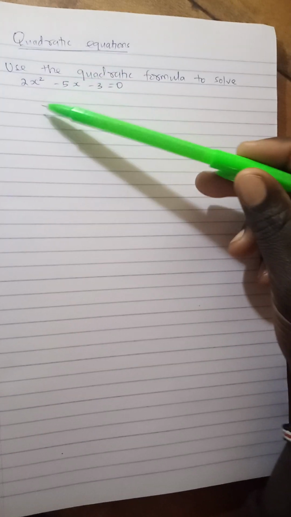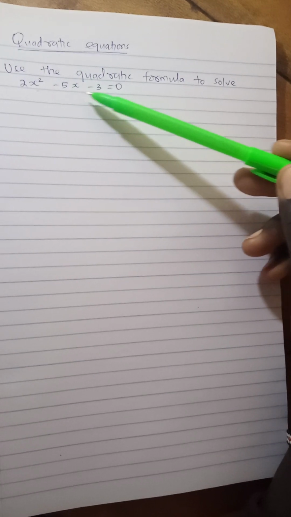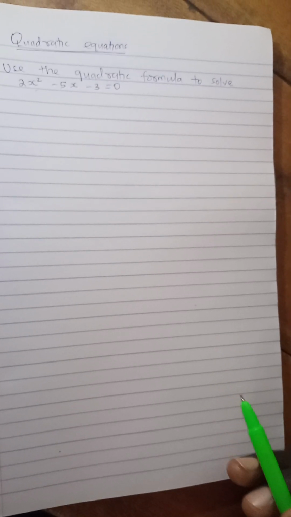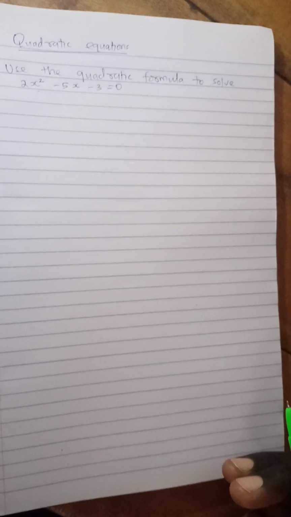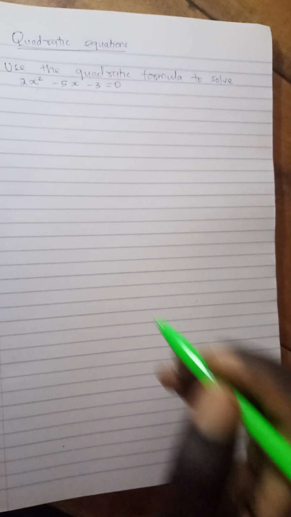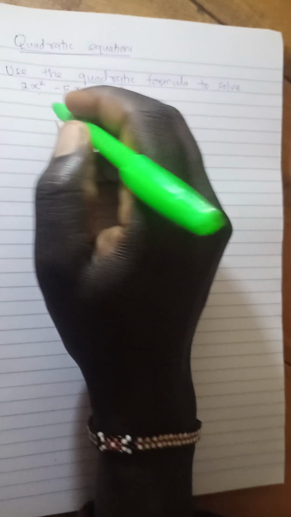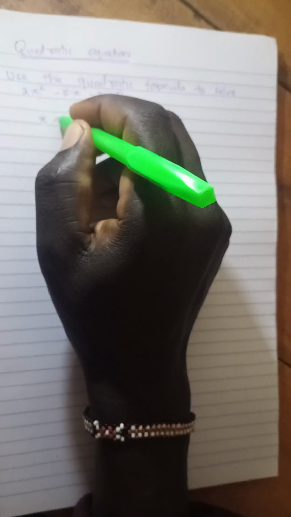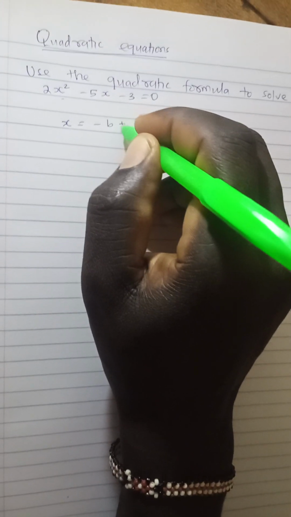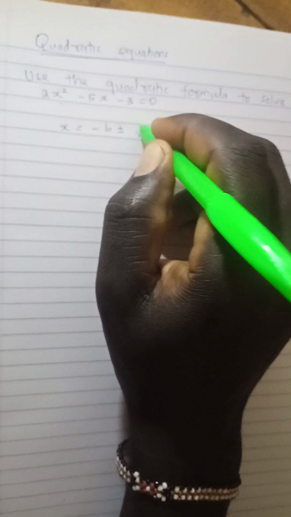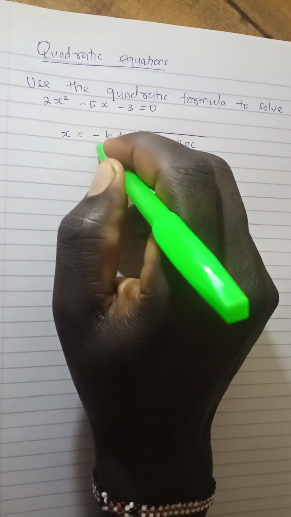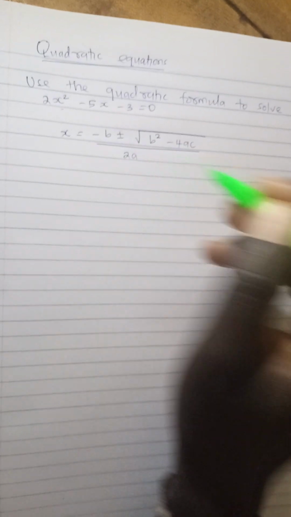We have our equation as 2x² - 5x - 3 = 0. Now let us use the quadratic formula to solve for the value of x. So let us proceed as follows. Our quadratic formula is just x = (-b ± √(b² - 4ac)) / 2a.